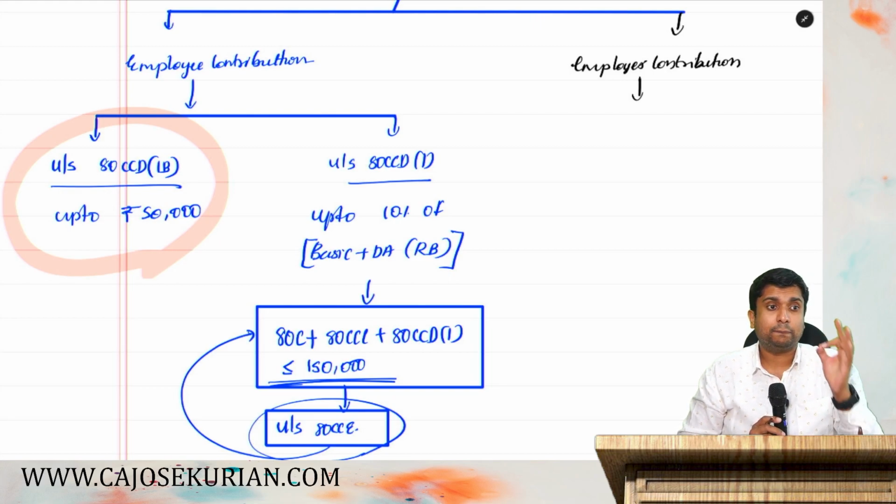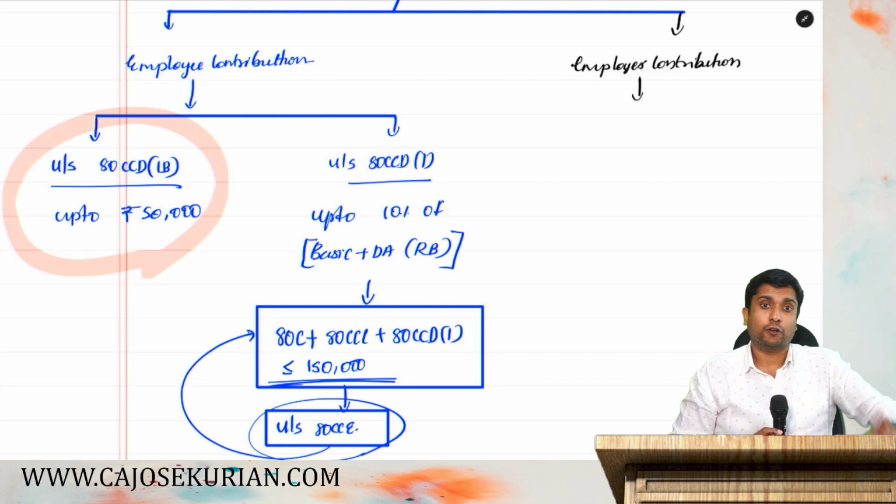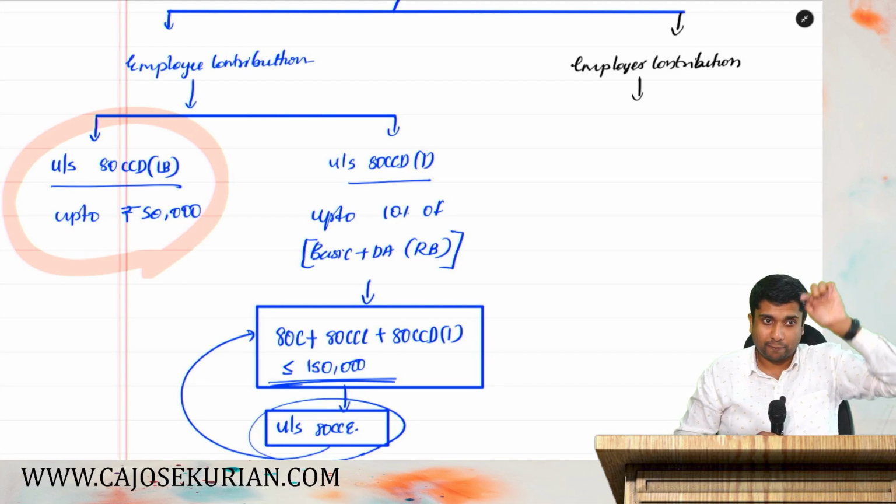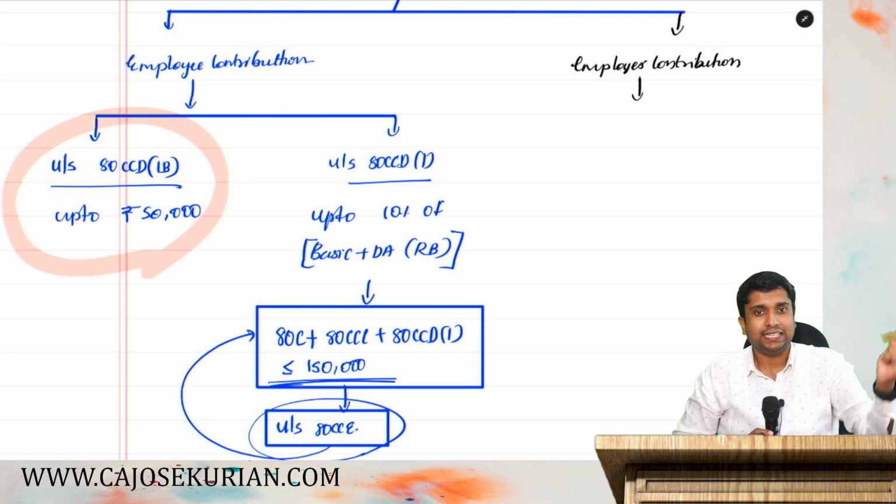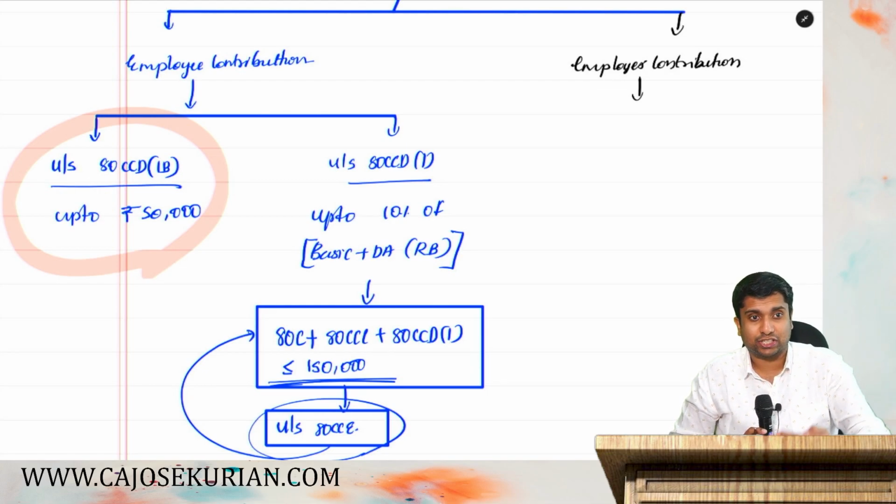Who can claim this employer contribution as a deduction? For the employer, it is under section 36. For the employee, initially it has to be treated as salary. Thereafter, you have to claim it as a deduction under 80 CCD. That's what we are about to discuss.